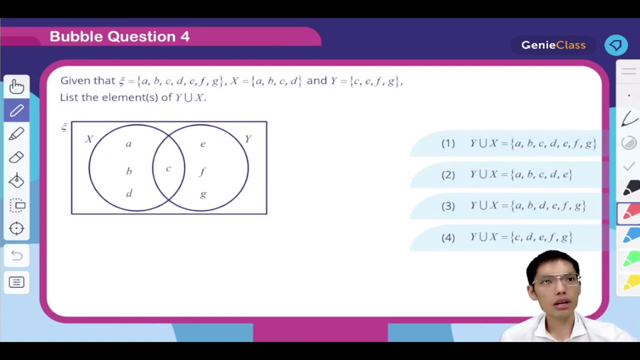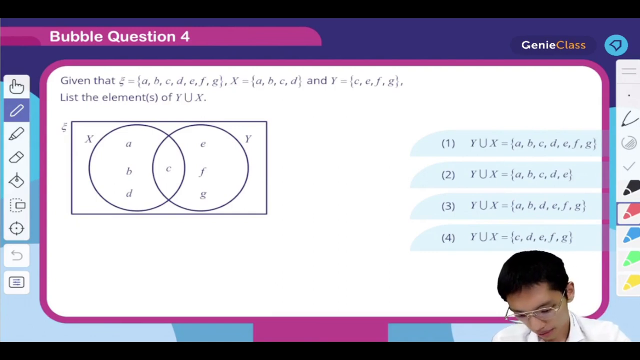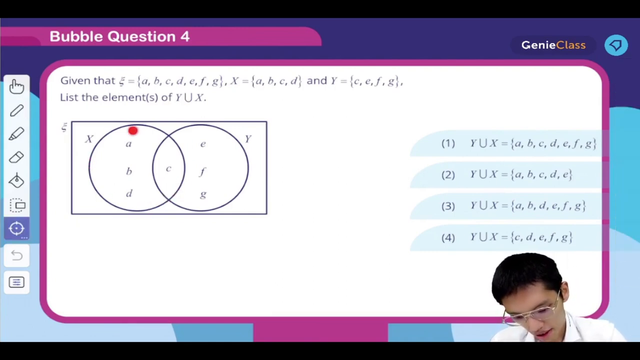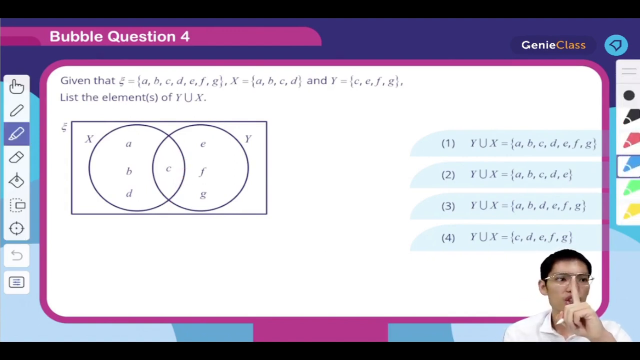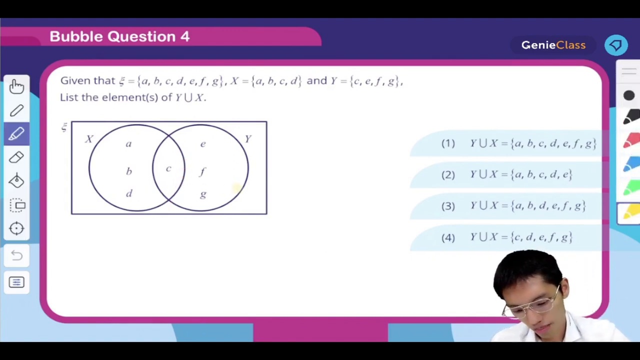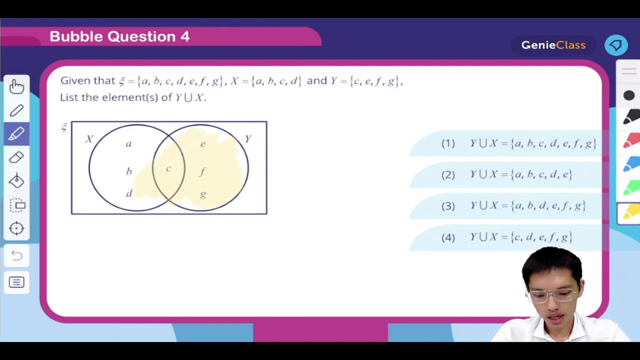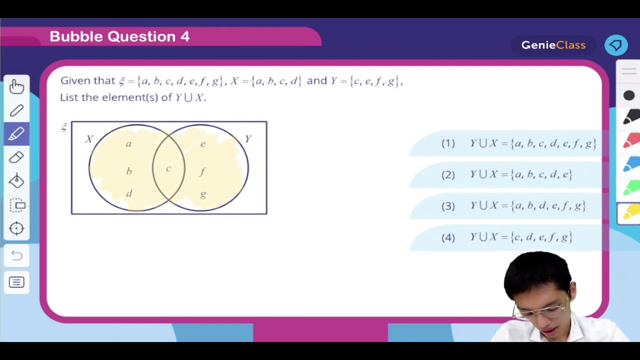Okay, most of you got it right, but let's take a close look again. Now, if I take a look at union, it means what? Either X or Y or both. So if I were to do the shading, it in fact just represents everything down here. Let me just do some massive shading down here, alright? So in fact, it is actually the whole set.